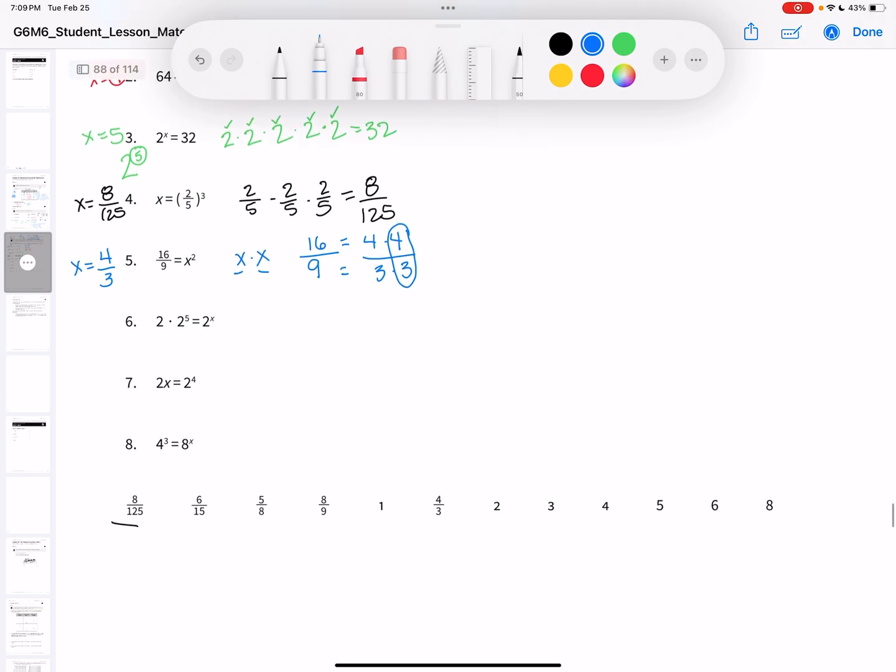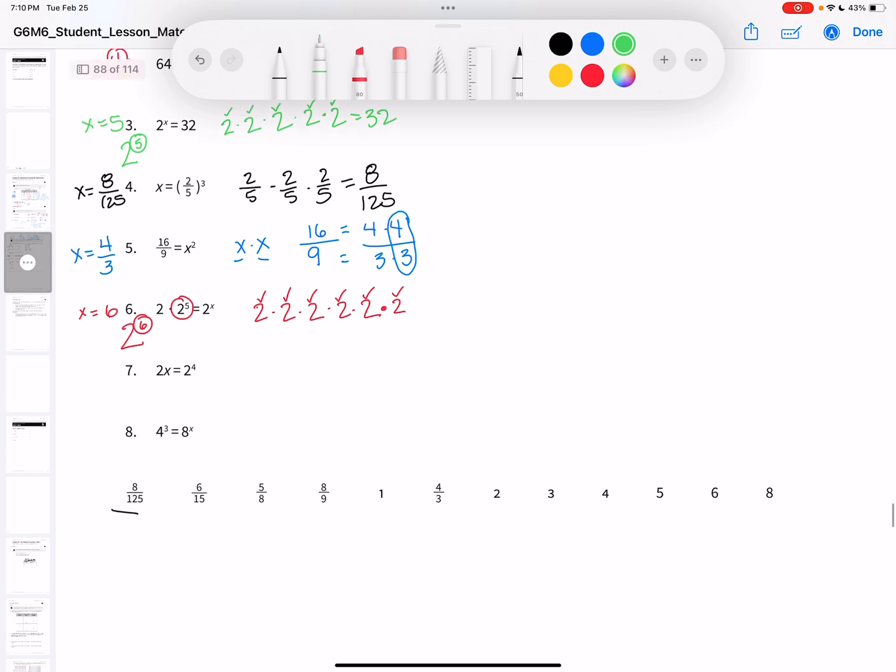All right, 6 says 2 times 2 to the 5th equals 2 to the x power. Well, we know that this is 2 times 2 times 2. So that's 1, 2, 3, 4, 5. So that's this one. And then we do times 2. Well, that's really 2 to the power of 1, 2, 3, 4, 5, 6. So x is 6. X equals 6 because 2 to the 6th power, that's x. Okay?